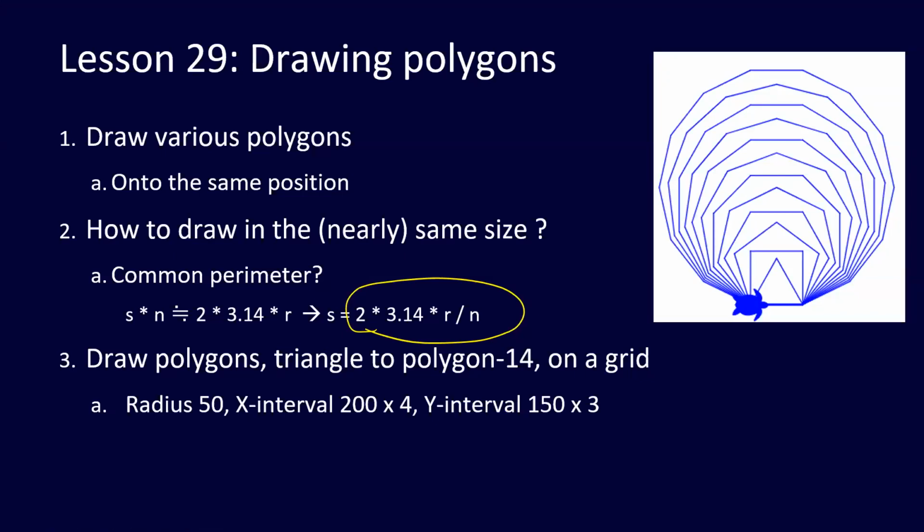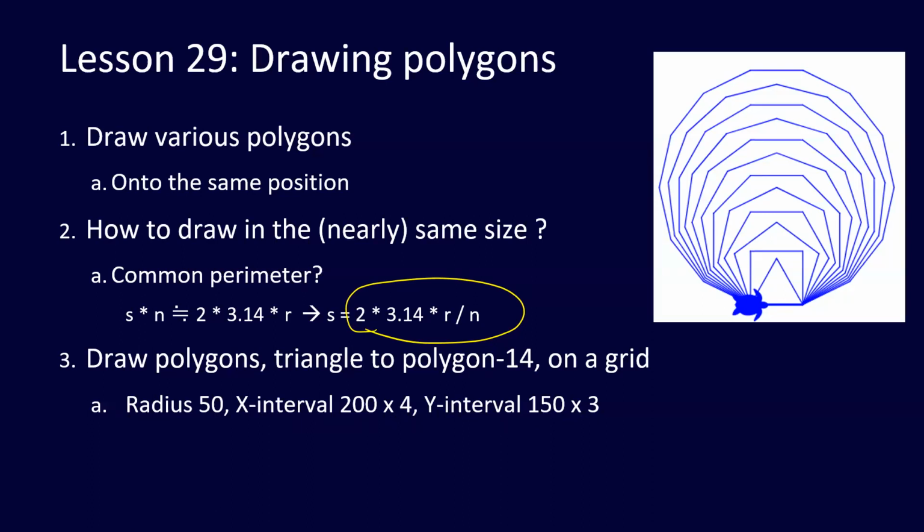Draw polygons, from triangles up to polygon 14, on a grid. Anyway, we now know we can draw polygons in almost the same size. So try to do this on a grid. Radius is commonly 50, the horizontal interval is 240 in one row, the y interval is 150, and three lines. Okay, stop the video and try it yourself.